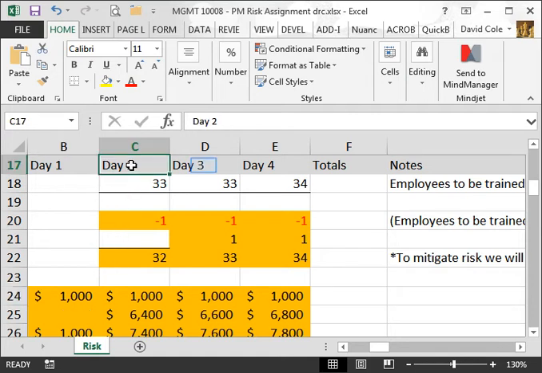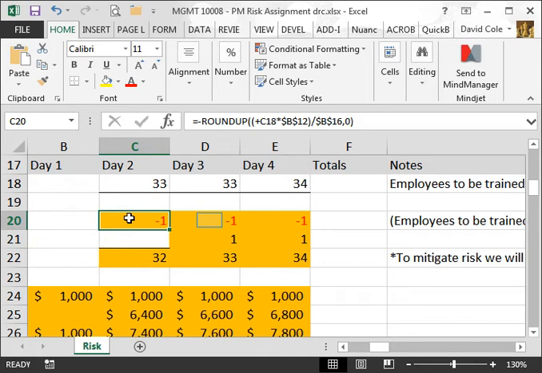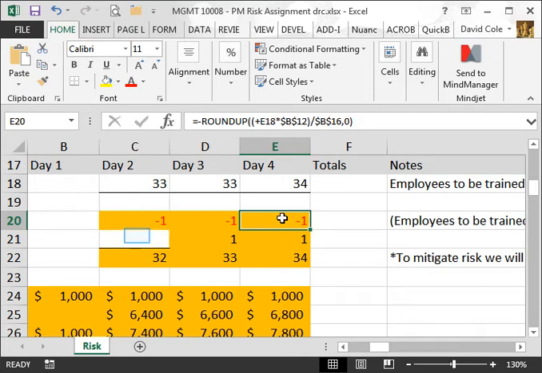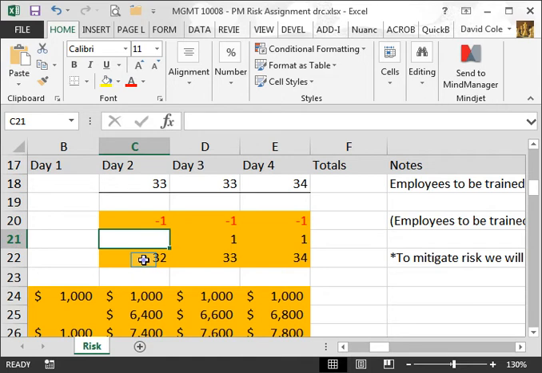You'll see that we now have day 2, day 3, and day 4, which represents the actual 3 days of training. We've identified the number of potential employees that will be trained on those days, 33, 33, and 34. We've done a calculation here to identify the potential absenteeism based on the 4 days per 250 in this sample, and we've calculated that per day. In the first case, we've done nothing to mitigate it, so we've lost 1 day of training for that individual.